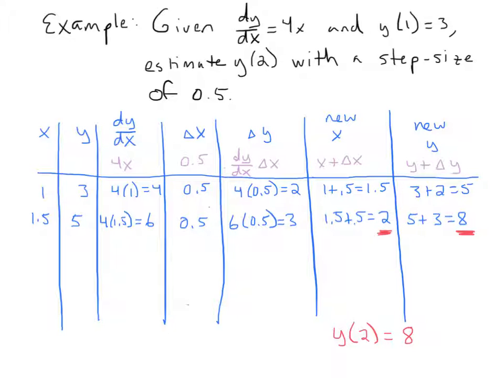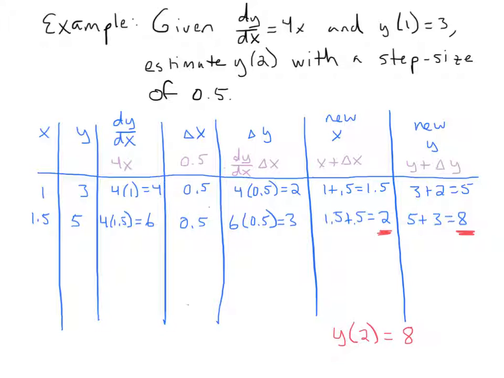Alright, so they told us an x, they told us a y, so those are my first columns, x and y, and they also told me what dy dx is. So for dy dx, you don't have to write the function here, I just did that to make it a little bit easier to follow what I'm doing. And then we also know what delta x is, because delta x is how far we're moving every time in the x direction, so we're moving 0.5 every time in the x direction.